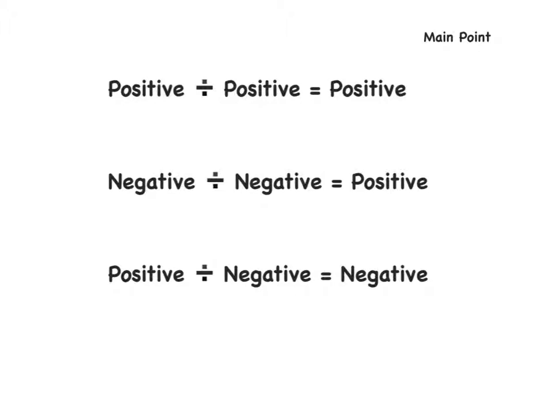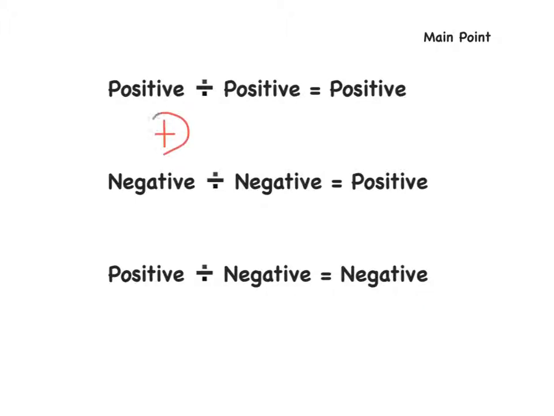If you're dividing a positive number by another positive number, you get a positive answer. If you are dividing a negative number by another negative number, you will get a positive answer. Same thing. If you have a positive divided by a negative, if these two are different, you will get a negative number.